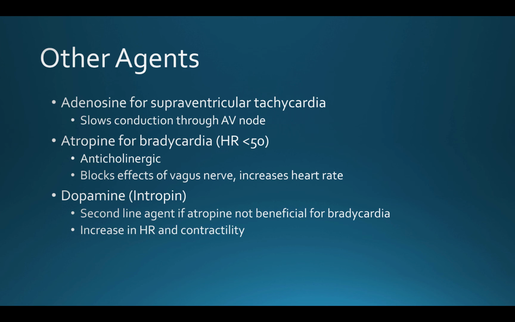Other agents you may see utilized: adenosine for supraventricular tachycardia, or SVTs, and atropine for severe bradycardia, where we need to stimulate and get that heart rate going. If patients cannot tolerate it or atropine is ineffective, you may see dopamine utilized to help boost that heart rate and get that going.